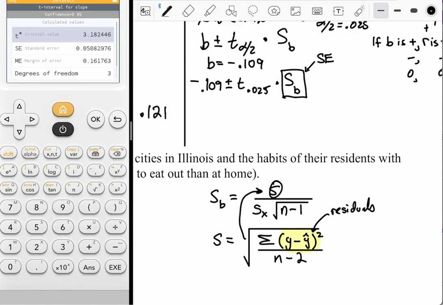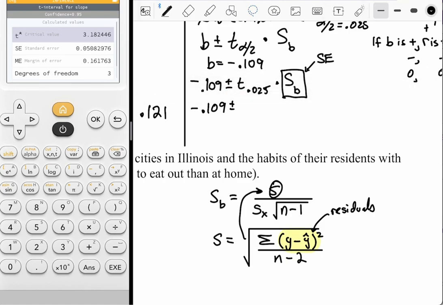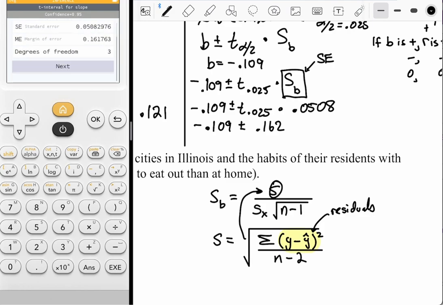And it's the standard error for the slope because we're testing a claim about a slope, right? So they actually have that, but you got to look around for it. They also give you the margin of error, which is going to be the result of this computation here. Cross that bridge in a minute. But I'm going to write t of 0.025 times 0.0508. Then I'm going to do negative 0.109 plus or minus 0.162. Degrees of freedom already accounted for.